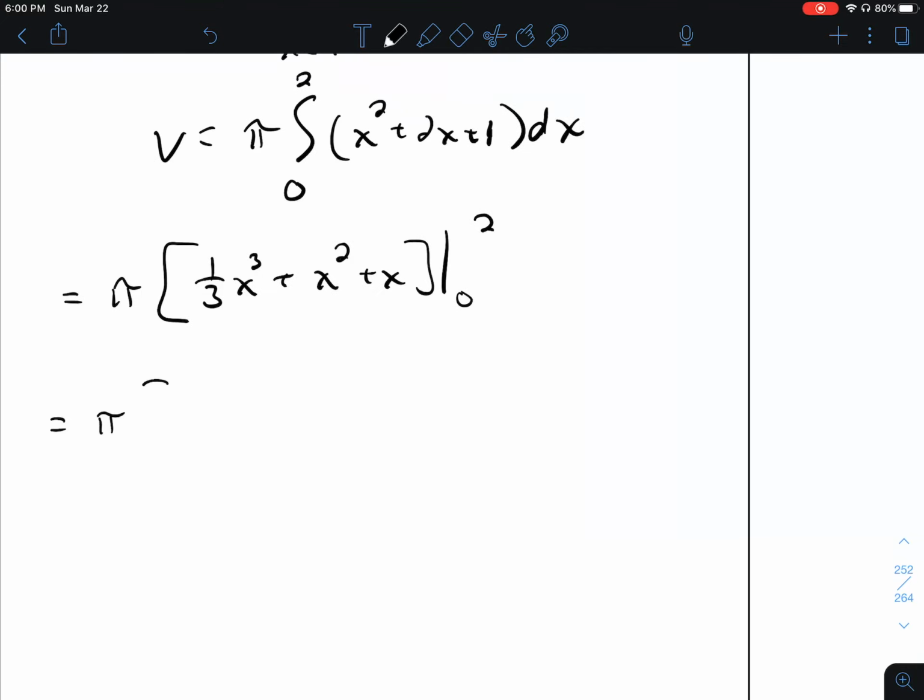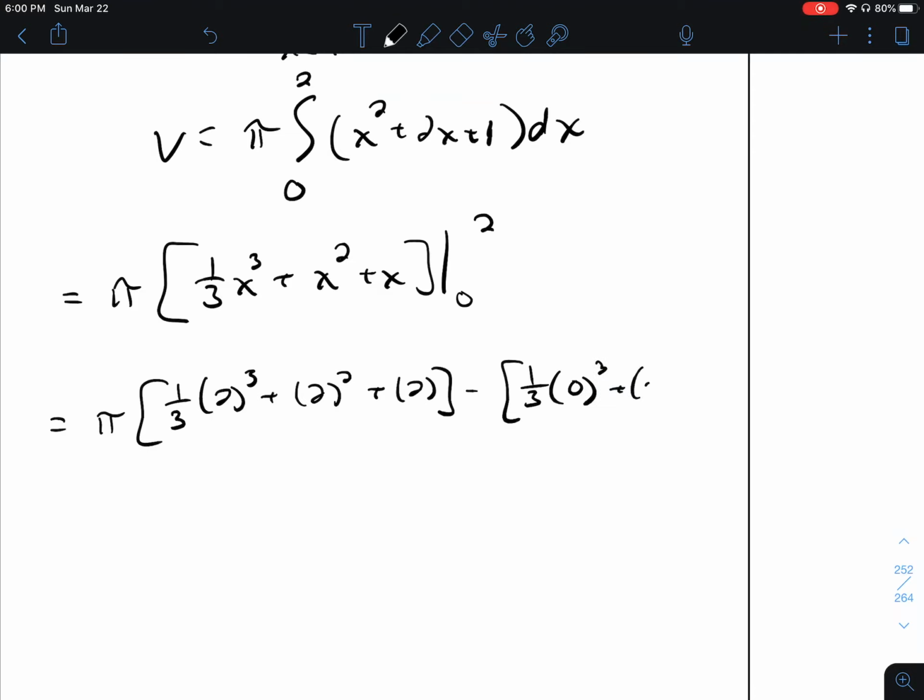This is going to be pi times 1/3 2 cubed plus 2 squared plus 2. Subtracting from that, 1/3 times 0 cubed plus 0 squared plus 0. This also has a pi times it. This pi is times everything. So it's pi times all 3 of these and pi times all 3 of these. And I nearly left off one of my pi's here.